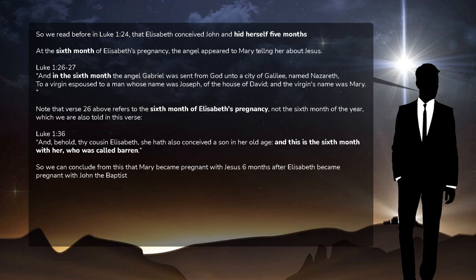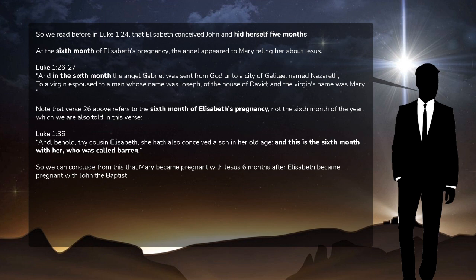So we read before in Luke 1 verse 24, that Elizabeth conceived John and hid herself 5 months. At the 6th month of Elizabeth's pregnancy, the angel appeared to Mary telling her about Jesus. Luke chapter 1 verse 26 to 27.